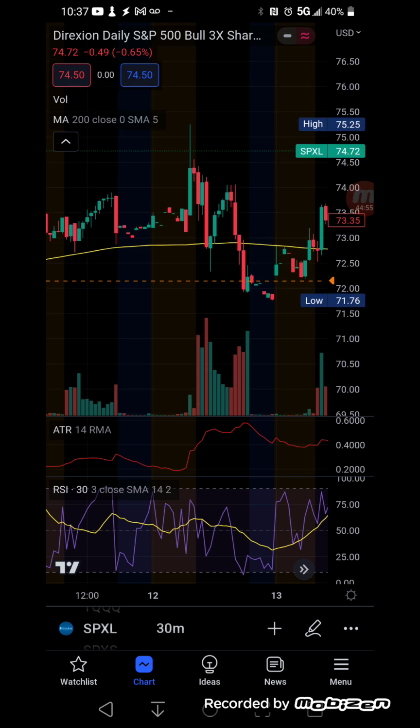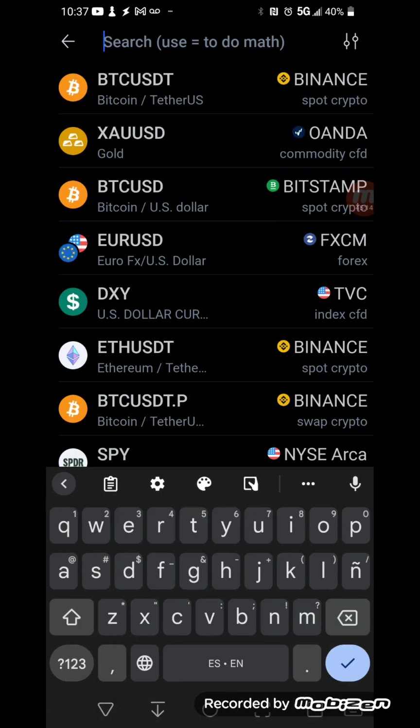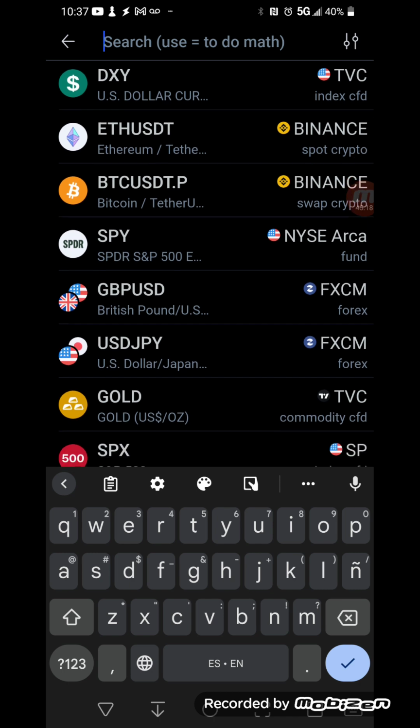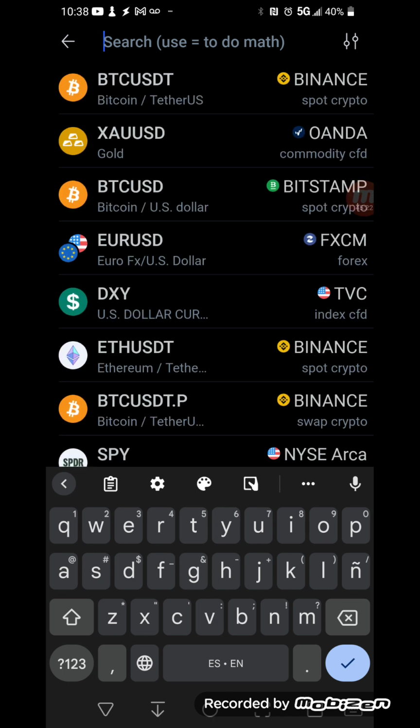Trying to expand this a little bit. See, that went from 72 being the lowest and 74 the high. Don't worry that the highest is at the beginning and the lowest at the bottom, because what you can do is change this SPSL to SP.